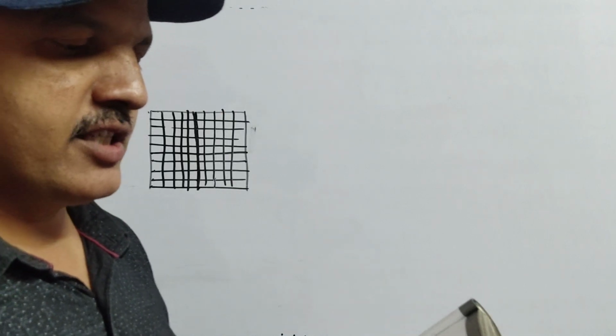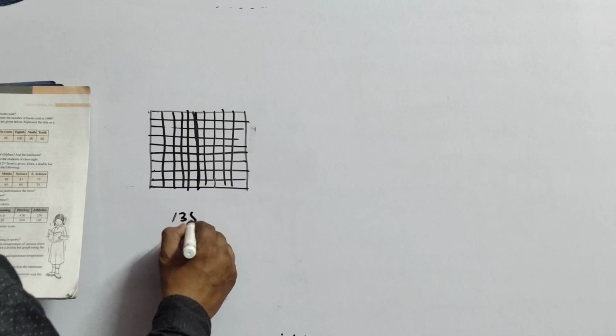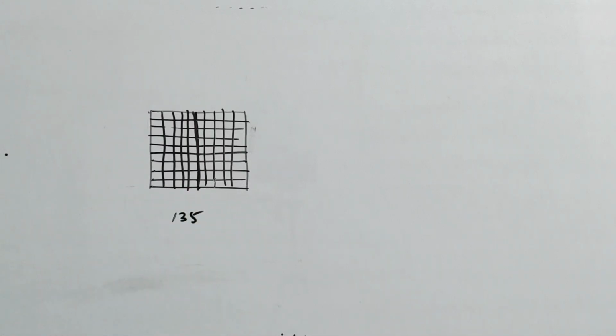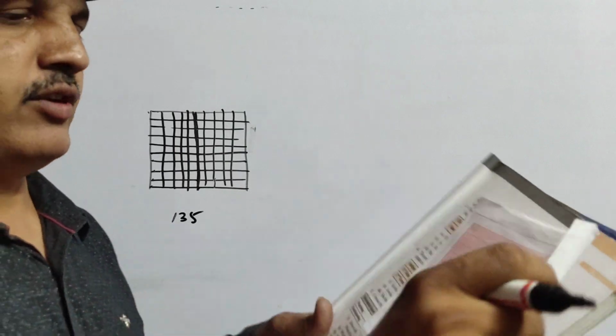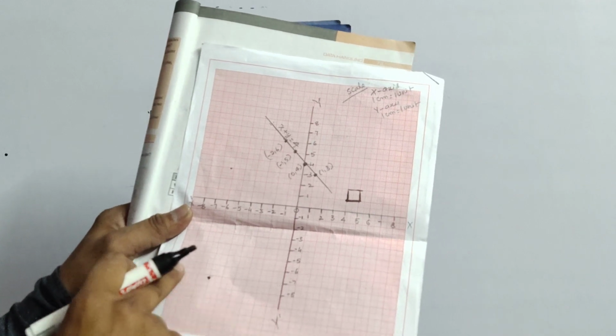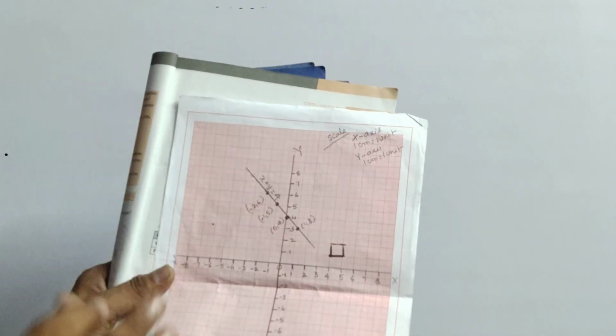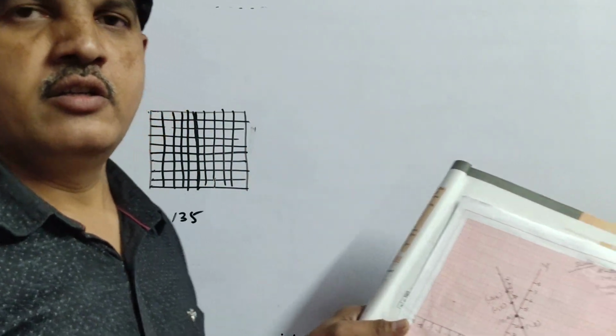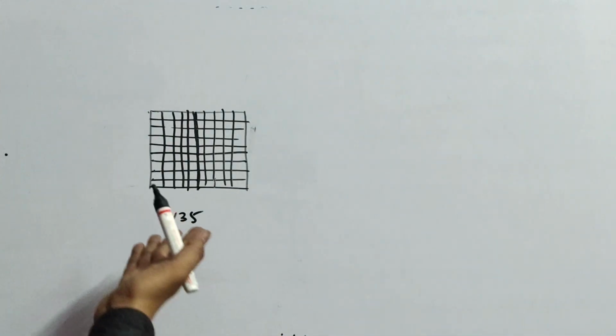Now see here. The classes are: 5th year 135, 6th 120, 7th 95, 8th 100, 9th 90, 10th 80. First we have to see which is the highest number. The highest number is 135. But our graph will be almost this much only. If you take each block as 1, 2, 3, 4, 5, 6, up to 12, hardly 15 or 16 or 17 or 20 blocks, not more than that.